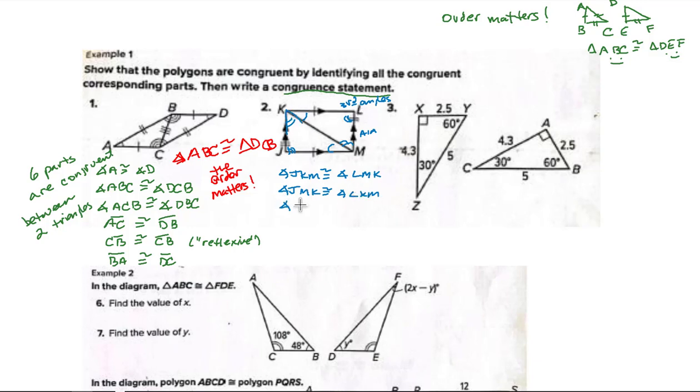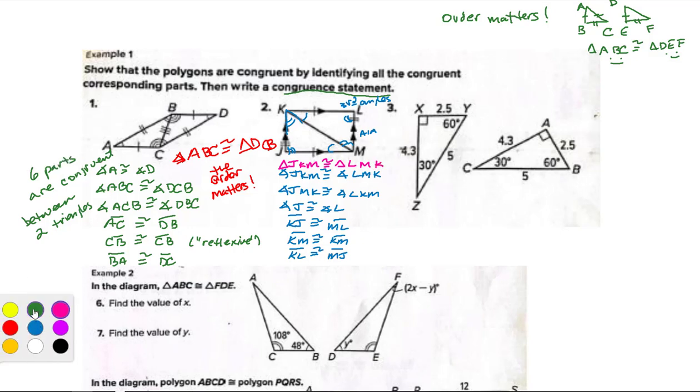So we name the congruent parts. We've got JKM congruent to LMK, JMK congruent to LKM, angle J congruent to angle L. We can get away with one letter name in those. Segment KJ congruent to segment ML, segment KM congruent to segment KM, that's reflexive, and segment KL congruent to segment MJ. We want to name the triangle congruence. If we're going J to K to M, we have to go L to M to K to get the correct order to name the congruence.